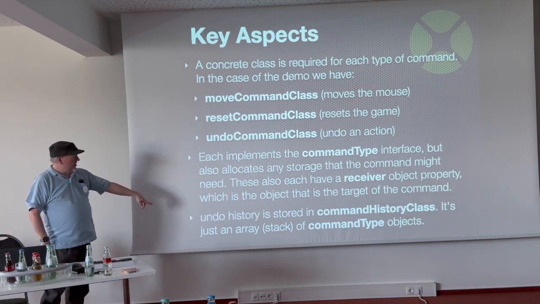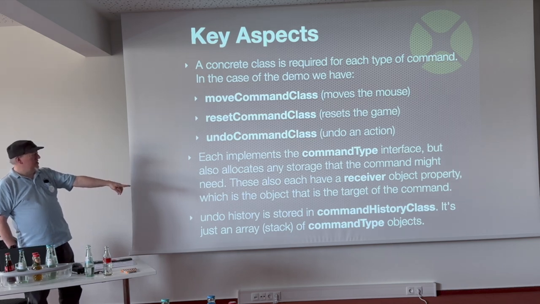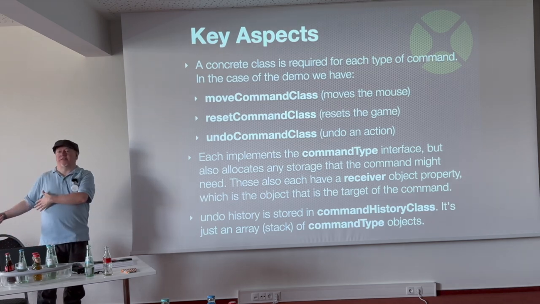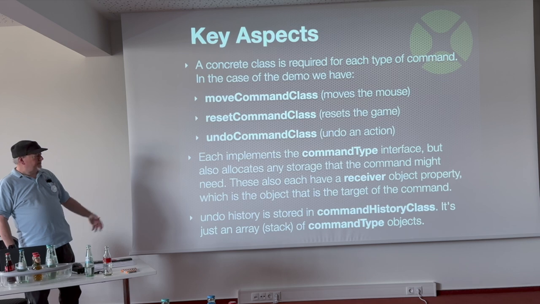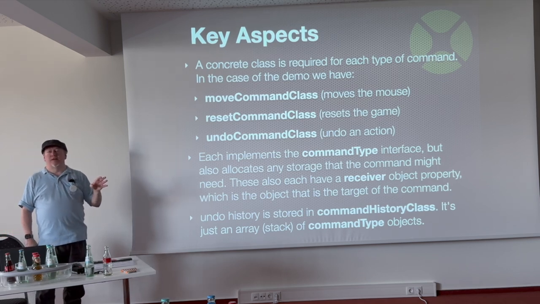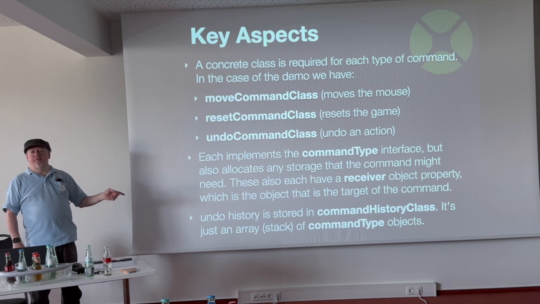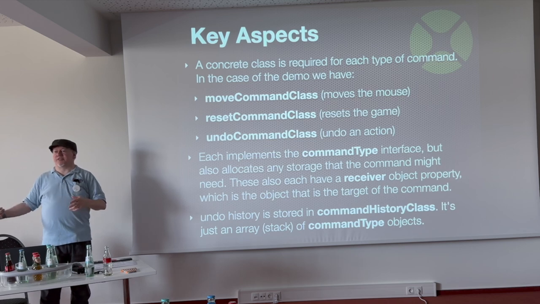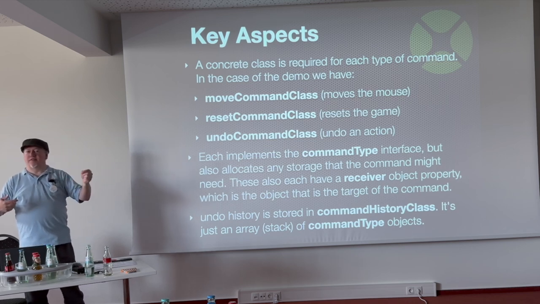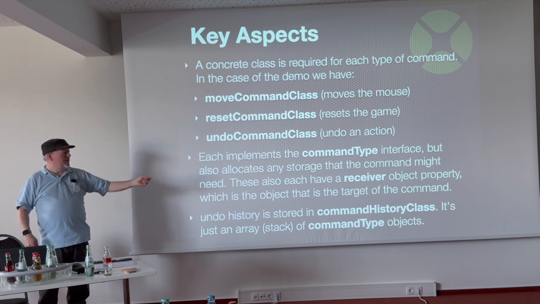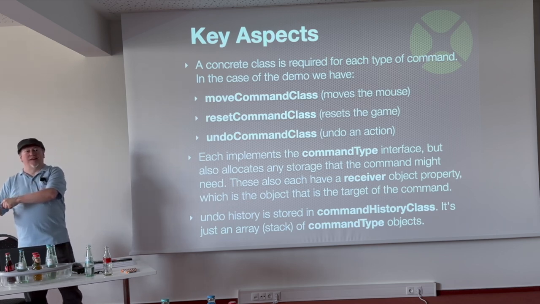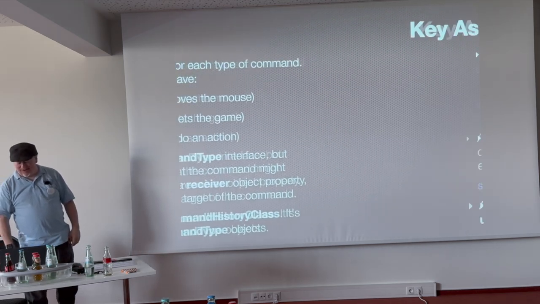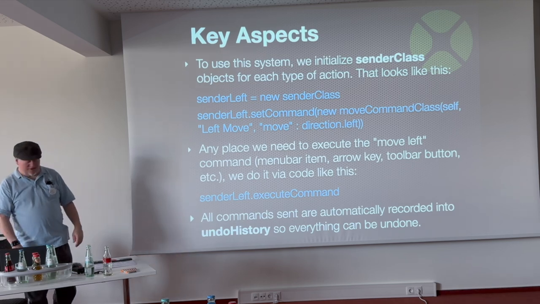And I also said that the undo history is stored in the command history class. It's just an array of command type objects that are stored in there. And basically, I didn't implement redo, but all you'd have to do to support redo is create another class similar to command history, but just like redo history. And as you undo something and pop it off the command history, we just move it to the redo. And then if they wanted to redo, you just move it back. And it'd be really trivial to add redo support. But I left that as an exercise for you guys to try on your own if you want.